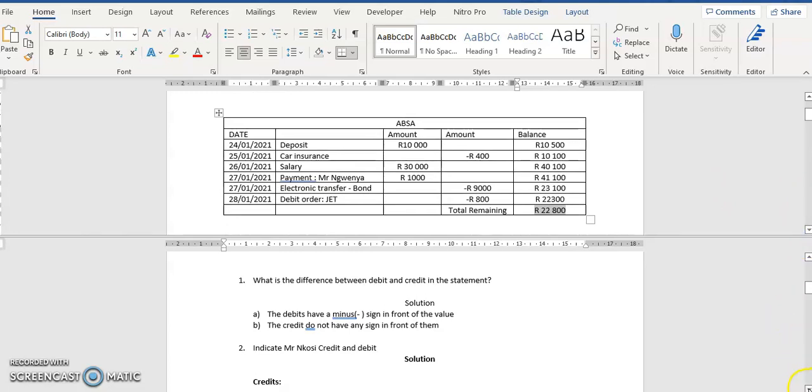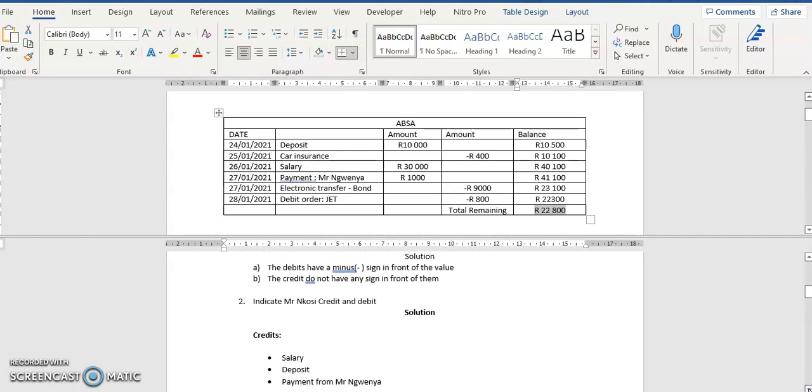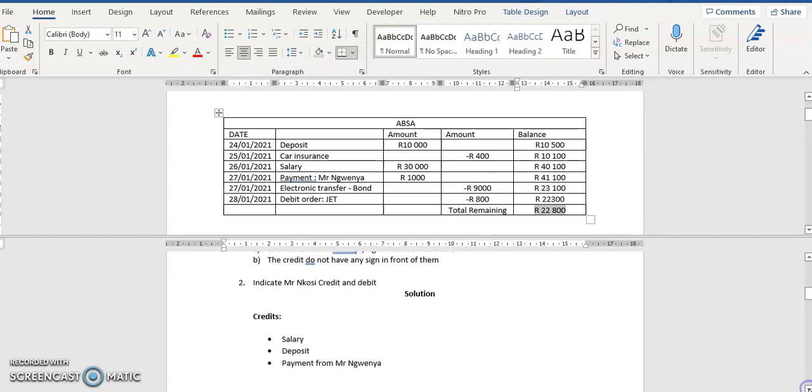Then the question says, indicate Mr. Nkosi's credit and debit. Now let's look at the one for credit. If you check the credit, we have deposit. So deposit is a credit. If you check again, we have salary. Salary is also credit. Then payment from another person. The name of the person who deposited the money into Mr. Nkosi's account is called Mr. Ngwenya. So payment from Mr. Ngwenya. So these are all credits.